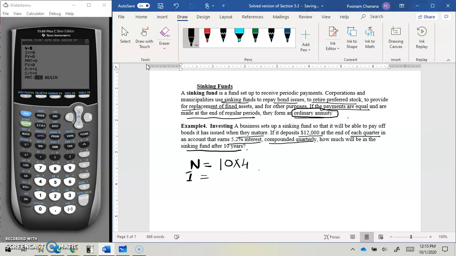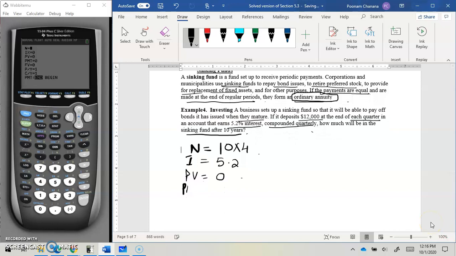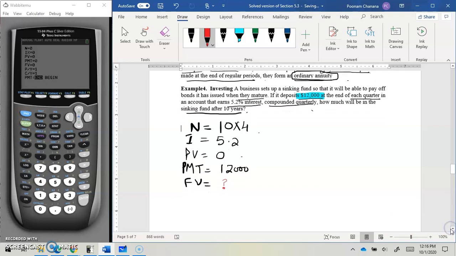Interest rate is given to be 5.2%, which is compounded quarterly. Present value in the account is nothing, so that will be 0. Then we have the payment. How much are we paying every period? That is 12,000 here. Then we have future value. We have to figure that future value out. How much will be in the sinking fund after 10 years? So, that is your future value, unknown. So, leave it at 0 right now.